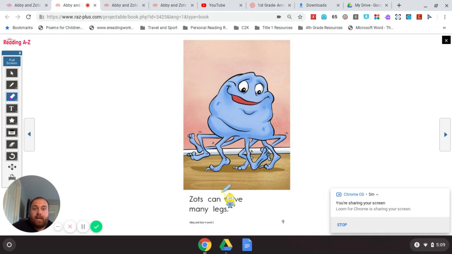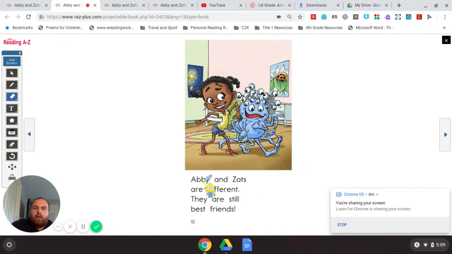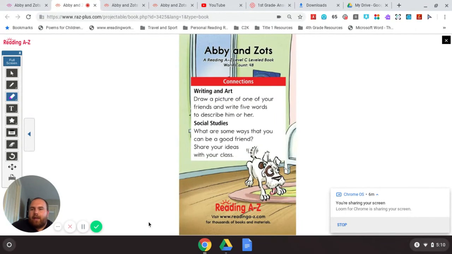Zats can have many legs. Look at all these legs Zats has. All right. Yeah. 1, 2, 3, 4, 5. One hiding back there. 6, 7. Abby and Zats are different. They are still best friends. And that is Abby and Zats.